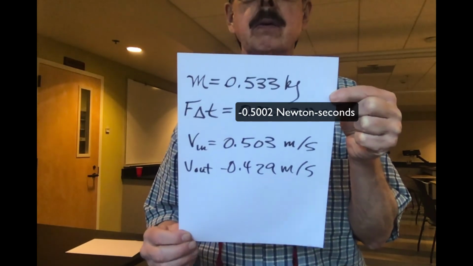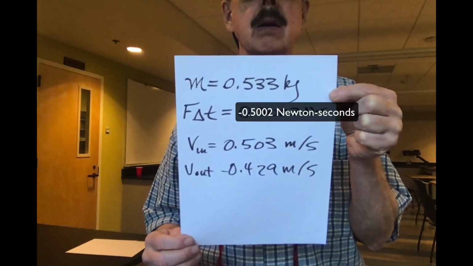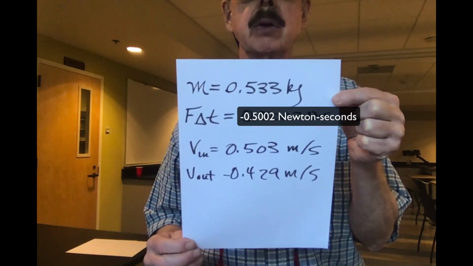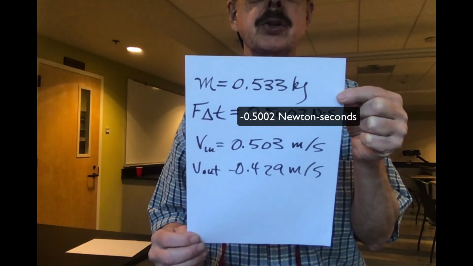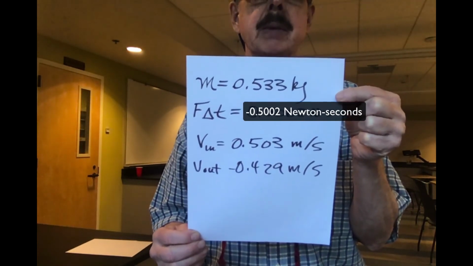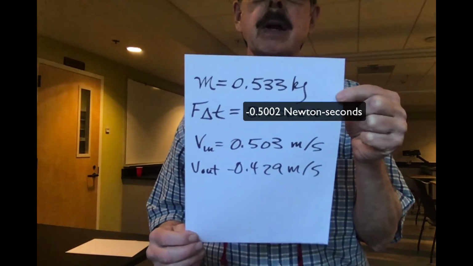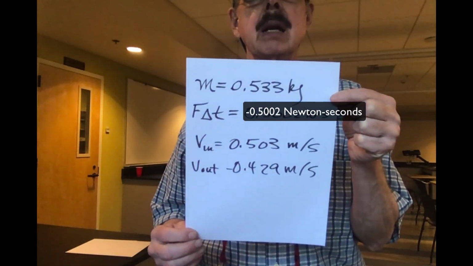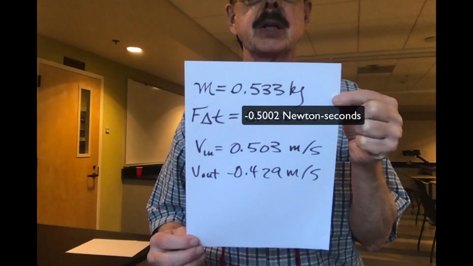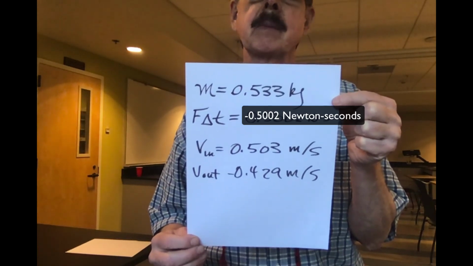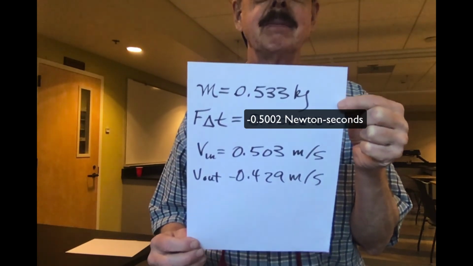In theory, F delta t is the area under the curve. You know the mass, and you know the incoming and outgoing velocities, so you should be able to figure out the change of momentum pretty easily. Hopefully those two numbers are effectively going to be the same, because that's what the impulse relationship suggests should be the case. So we'll see. Anyway, that's it.